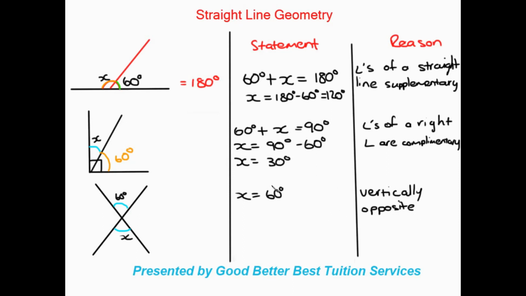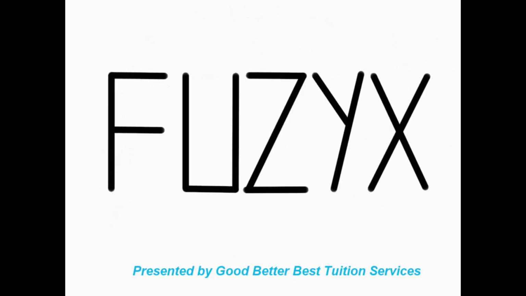So a very important thing we always need to know is that when we're dealing with straight line geometry, we are always going to have a statement, and then we are always going to have a reason. Okay, so now we can move on. This is going to be a very important principle that you are going to have to follow when working out straight line geometry questions. Okay, so this is going to help you understand the mechanics behind it.